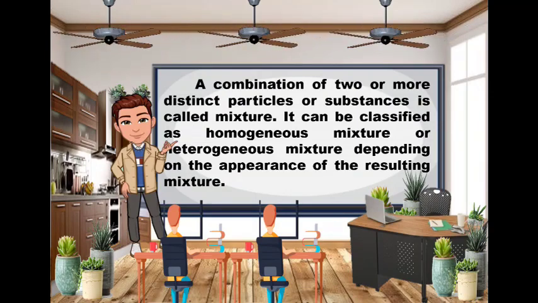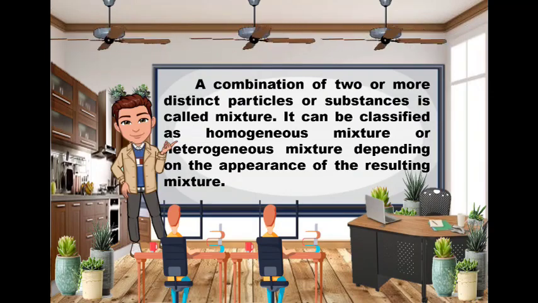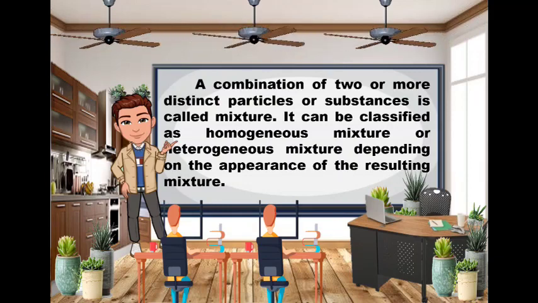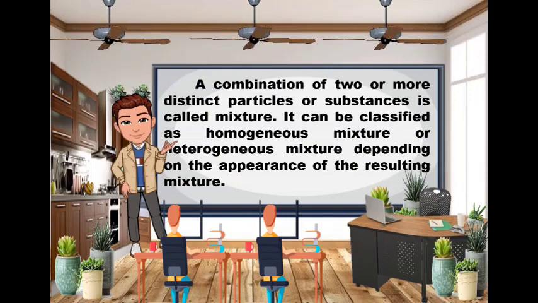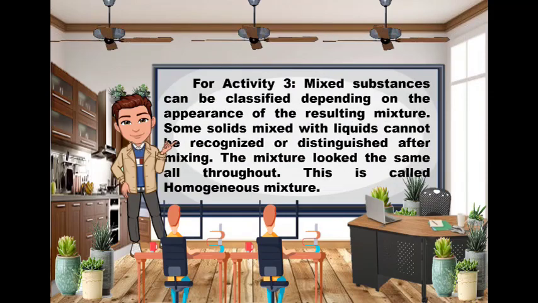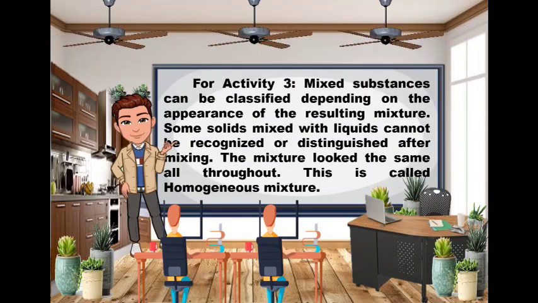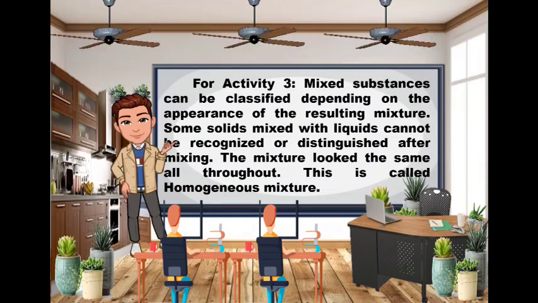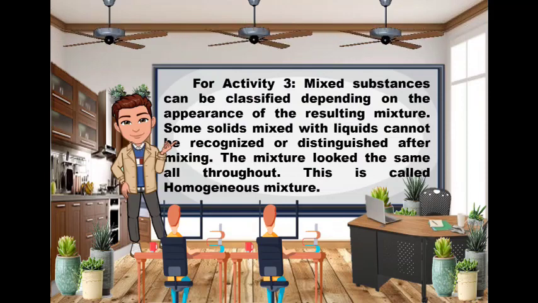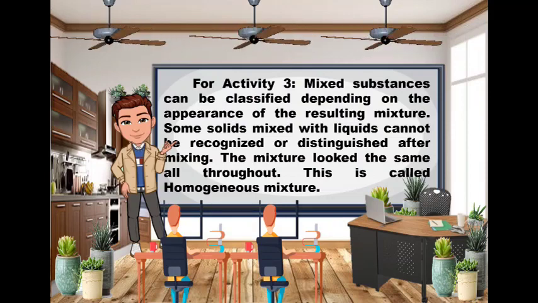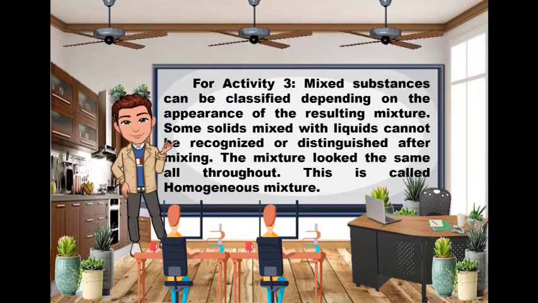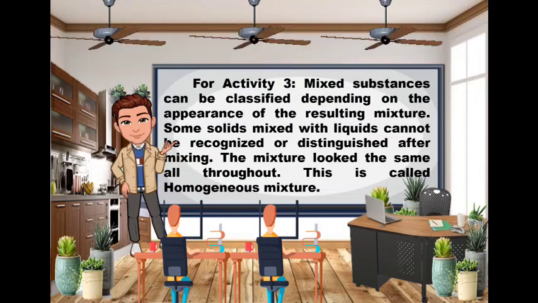A combination of 2 or more distinct particles or substances is called mixture. It can be classified as homogeneous mixture or heterogeneous mixture depending on the appearance of the resulting mixture. For activity 3, mixed substances can be classified depending on the appearance of the resulting mixture. Some solids mixed with liquid cannot be recognized or distinguished after mixing. The mixture looks the same all throughout. This is called homogeneous mixture.